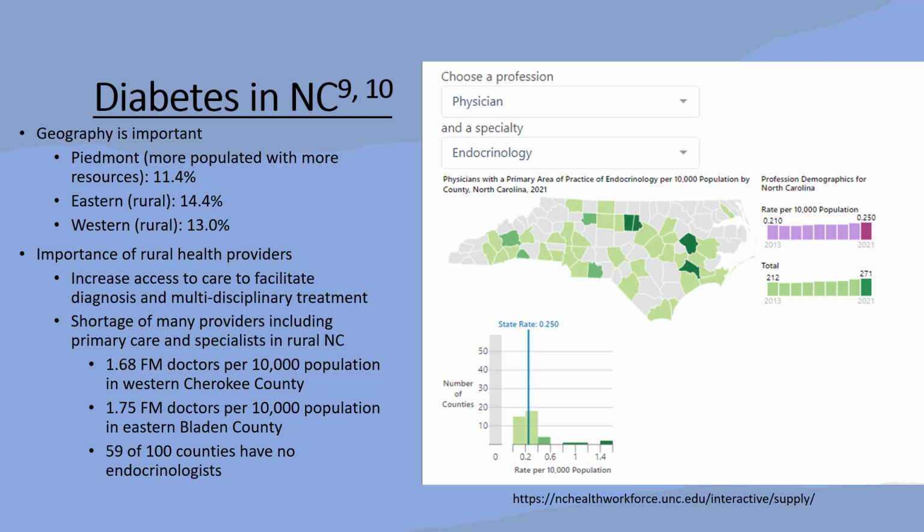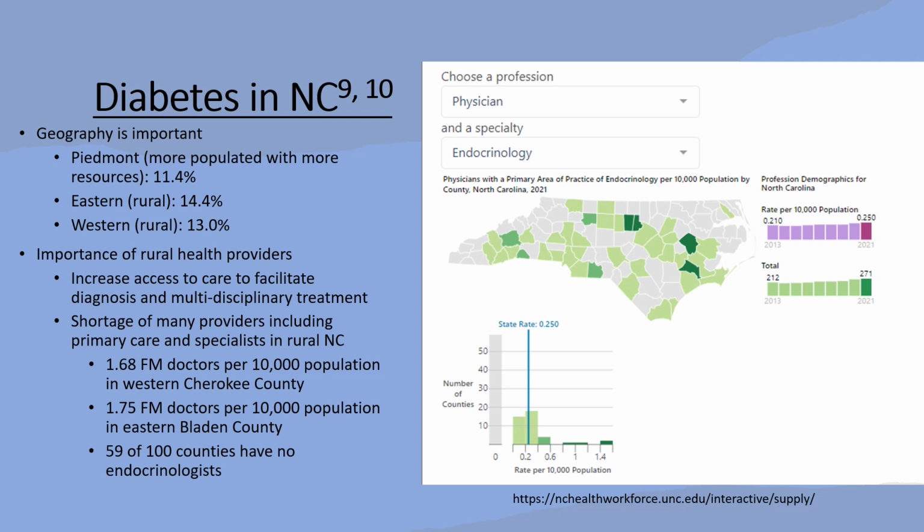In rural North Carolina, just to highlight a few shorter statistics, there are 1.68 family medicine doctors per 10,000 people in western Cherokee County. In eastern Bladen County, there are only 1.75 doctors per 10,000 people. For those requiring more advanced diabetes care, or for those who wish to see an endocrinologist for their diabetes care, 59 out of our 100 counties do not have an endocrinologist.